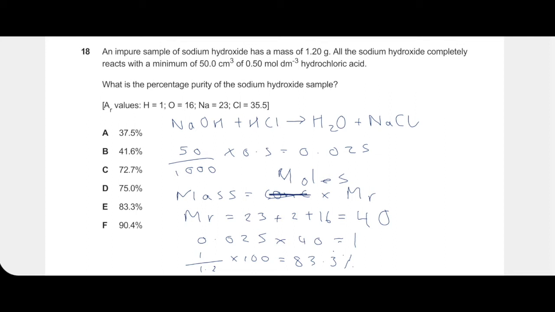And 0.025 times by 40 is equal to 1. Therefore, 1 gram of sodium hydroxide reacted. Now, the question is asking for the percentage purity. So I do 1 over 1.2 times 100, which is equal to 83.3 recurring percent. So the answer is E. And that's question number 18 completed.